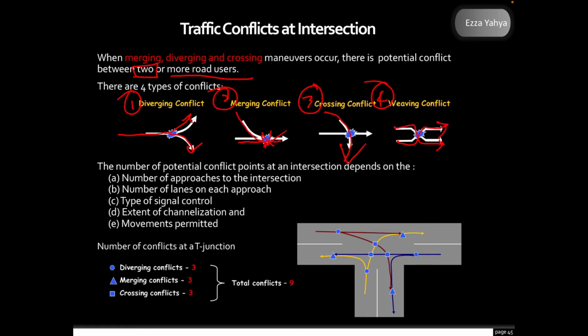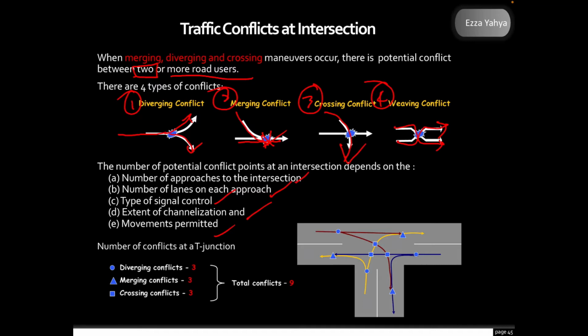Okay. The number of potential conflict points at the intersection depends on the number of approaches to the intersection, the length of each approach, type of signal control, extent of channelization, and movement permitted. This is the potential conflict at the intersection.